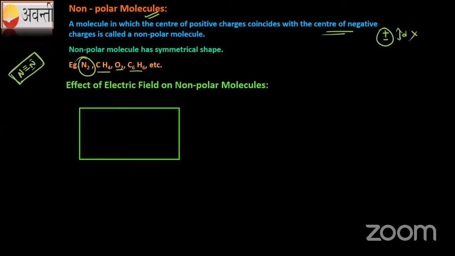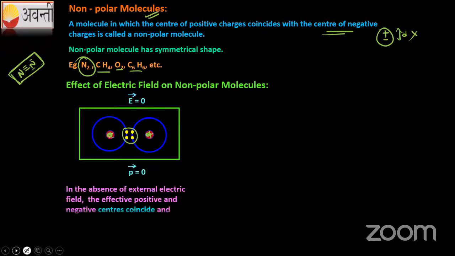How will it be coincide? Let us go through the graphical representation. Then we will get to understand. मान लो this is N, this is N. Okay, ये दोनों N2 है. Their centers देखो इधर. इसका center इधर ही है, इसका center इधर ही है. Means positive charges will be same at their centers. Negative charges will be present at one point. Now, if there is no external electric field, the value is 0 first of all, and then dipole momentum also 0. This is in the absence of electric field.